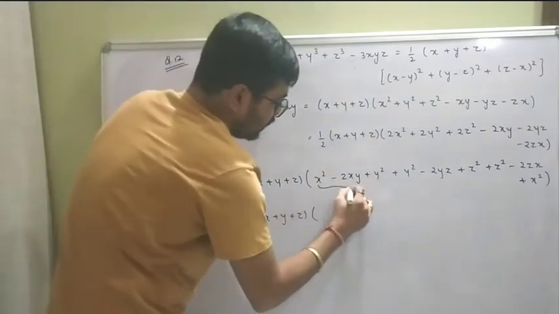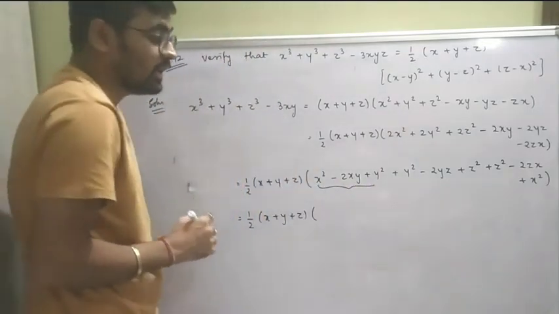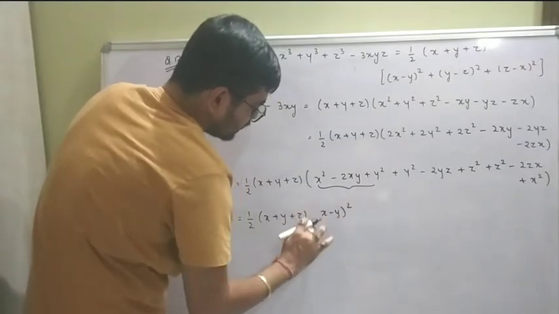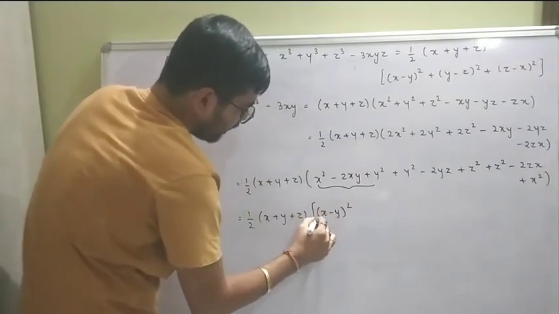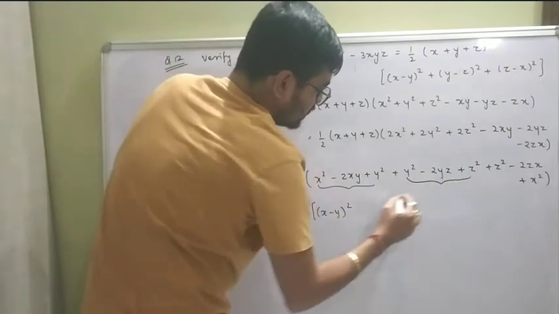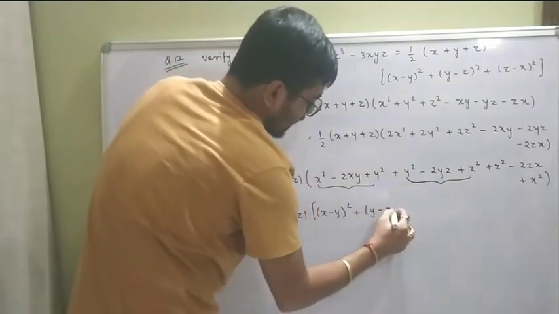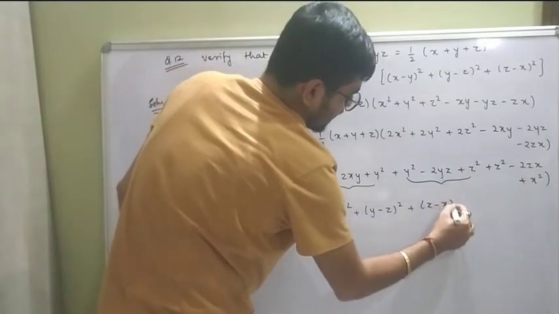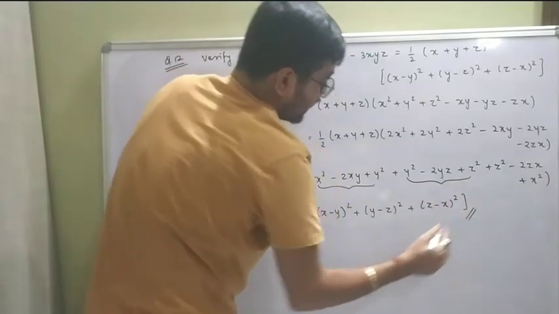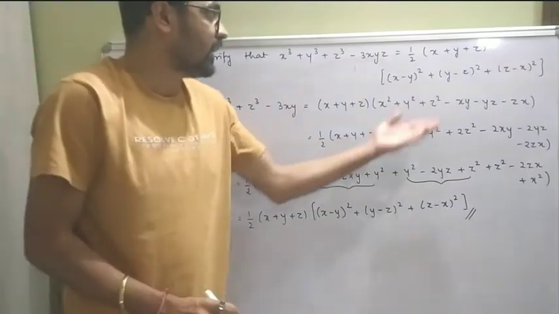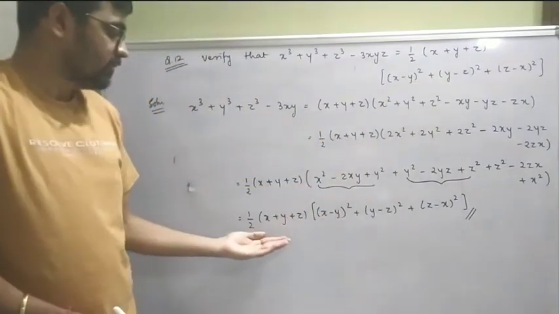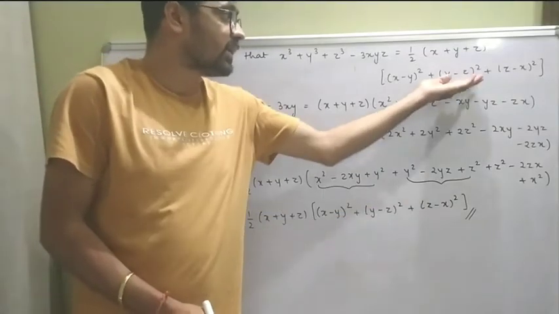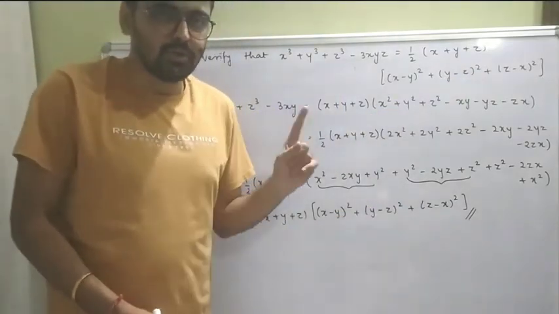Why? Because if you look at this, this is the algebraic identity, है ना? So this becomes x minus y whole square. Simple. If you observe this, then it is y minus z whole square. And if you observe this last one, then this is x minus z whole square. And this is what we want to verify. We got that answer. See, x plus y plus z, x minus y whole square plus y minus z whole square plus z minus x whole square. Are you getting my point?